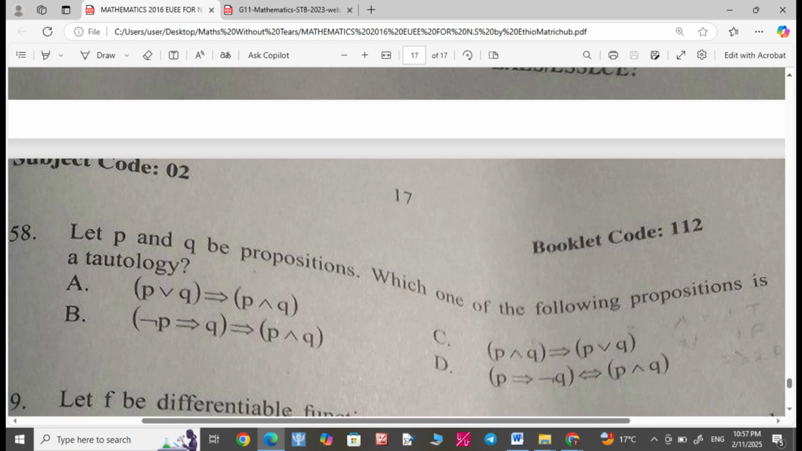It has moved to the next problem, which is problem number 58 from the same booklet, 112. Okay, let p and q be propositions. Which one of the following propositions is a tautology? In logic, a proposition means any sentence which is either true or false but not both, and there are two types of propositions: simple and compound. Compound propositions are those which contain connectives like and, or, implies, and so on.